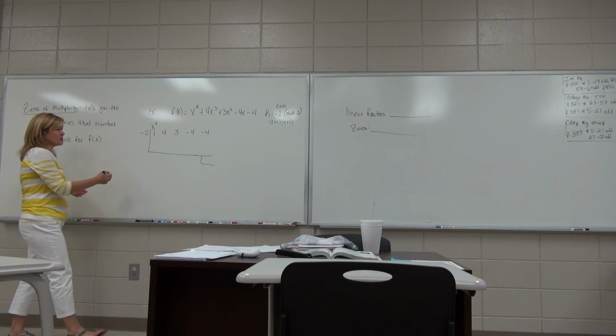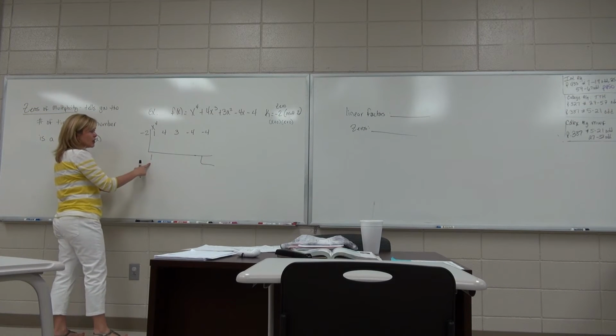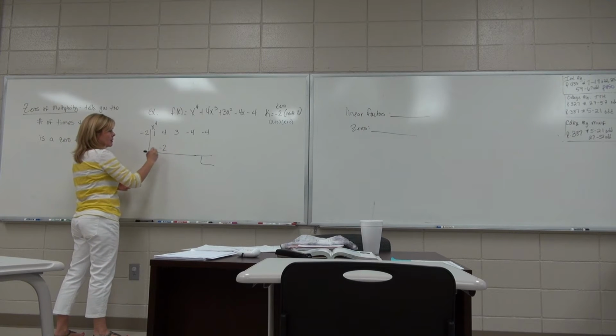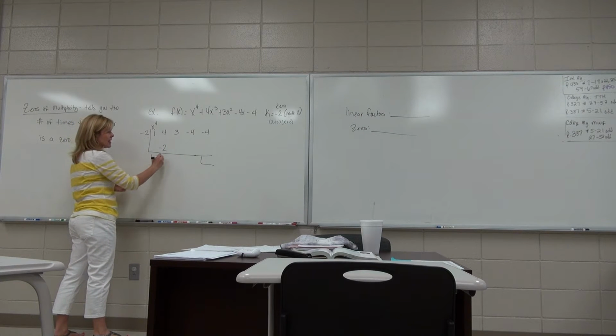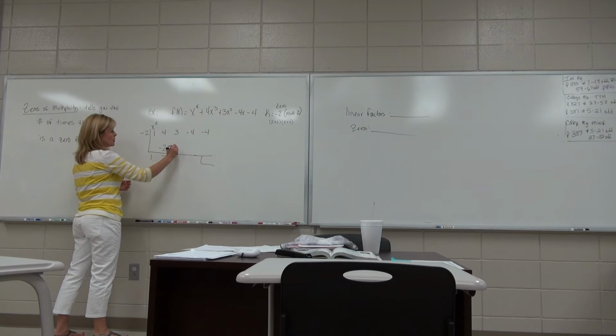So let's do this one. Bring down the 1. -2 times 1 is -2. 4 plus a -2 is 2. -2 times 2 would be -4. -1.